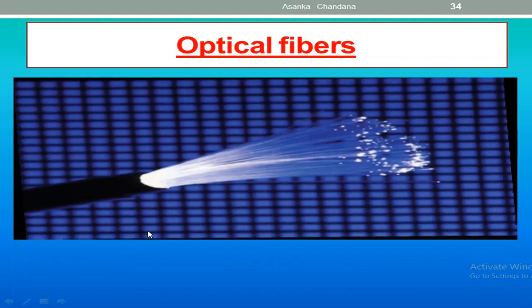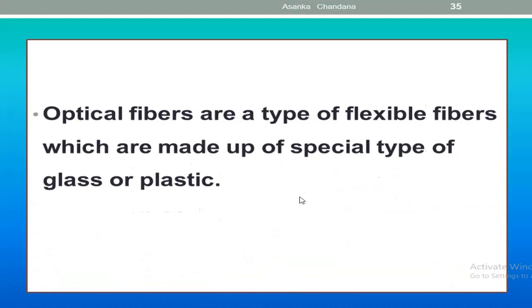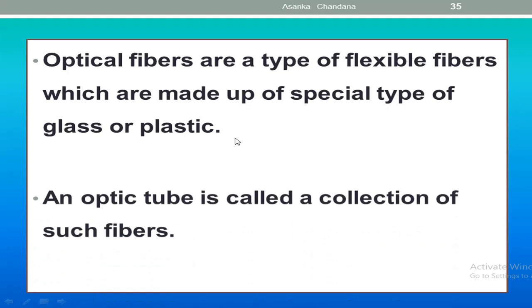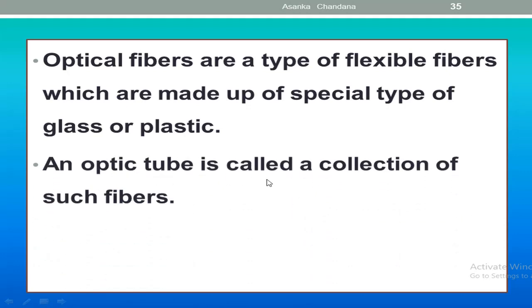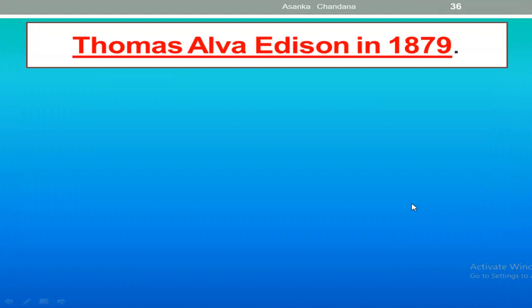Then we will go to optical fibers. This picture represents optical fibers. Optical fibers can be used to transmit light over far distances in a short time. Optical fibers are a type of flexible fiber made up of special types of glass or plastic. An optic tube is a collection of such fibers. The use of such tubes to transport light is called optical fiber technology.